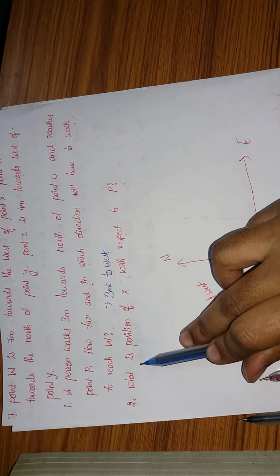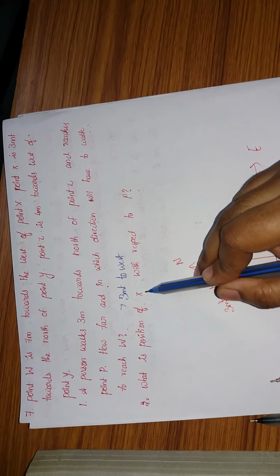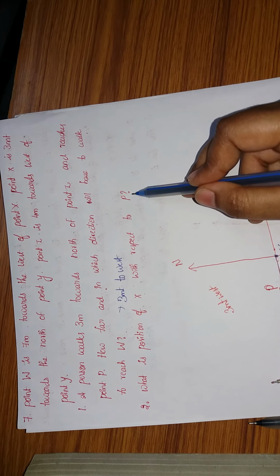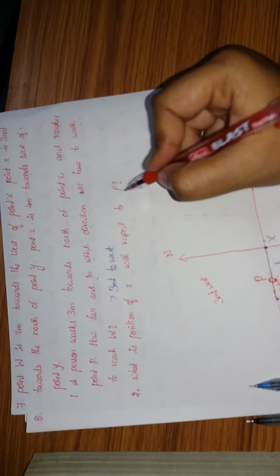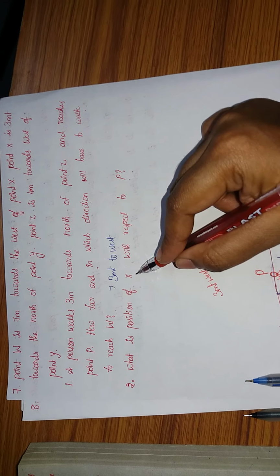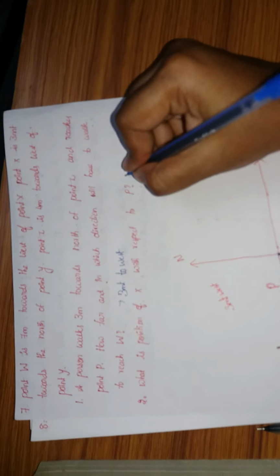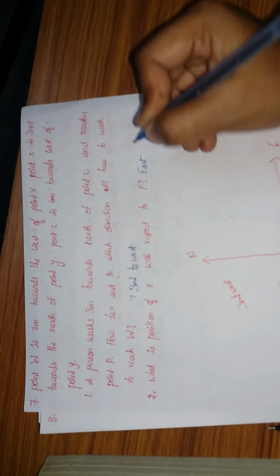Next, what is the position of X with respect to P? So from P we have to see the position of X. From P the direction of X is east. So the answer for this question is east. So let us see another question.